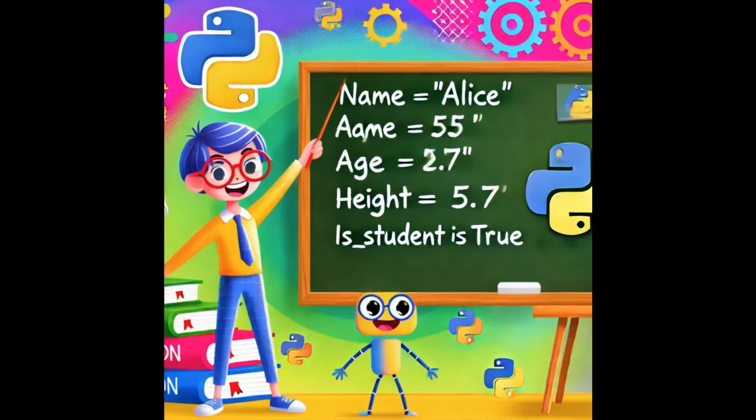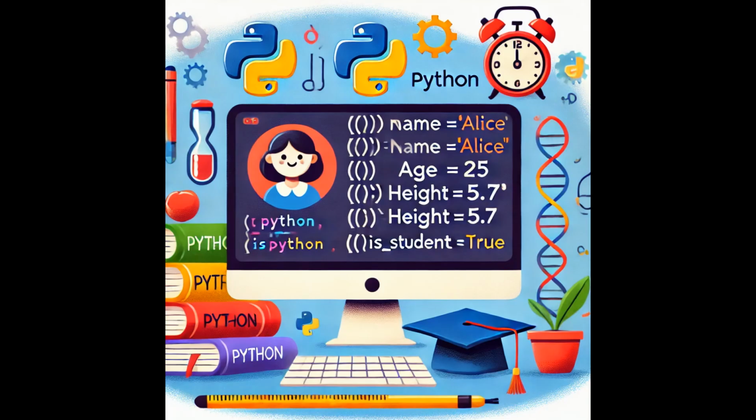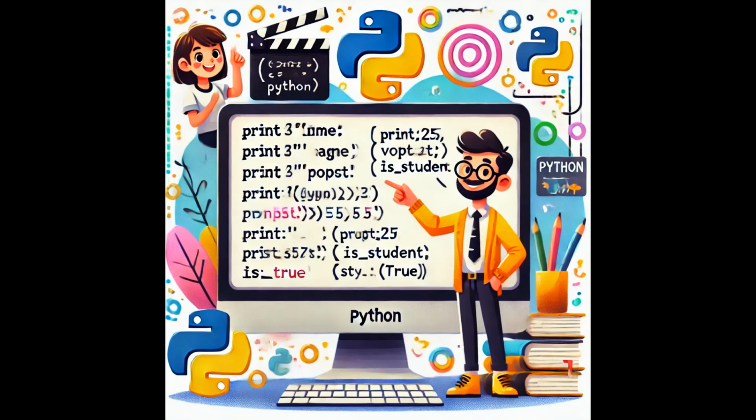Examples of using data types. Now let's see how you can use different types of data together. We will create several variables and output their values. name is equal to "Alice", age is equal to 25, height is equal to 5.7, student is equal to True.